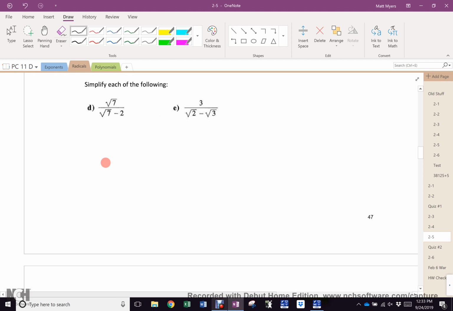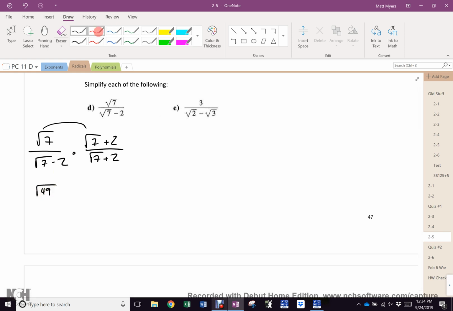Okay. The first one, root 7 over root 7 minus 2. The first thing you must remember is this is not allowed. So I have to multiply by root 7 plus 2 over root 7 plus 2 because I need the conjugate. Now, color coding. Root 7 times root 7 is root 49. Root 7 times 2 is plus 2 times root 7.